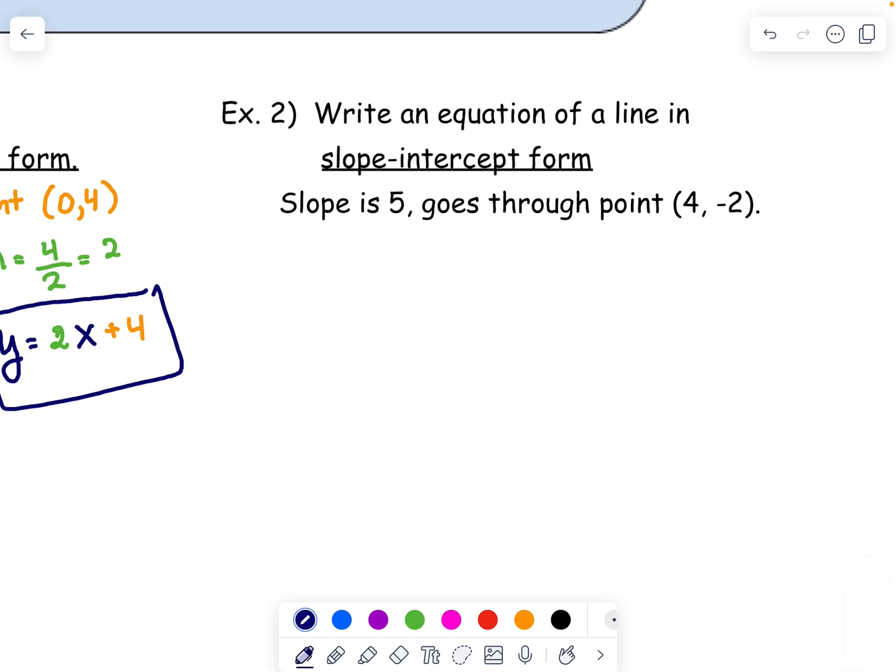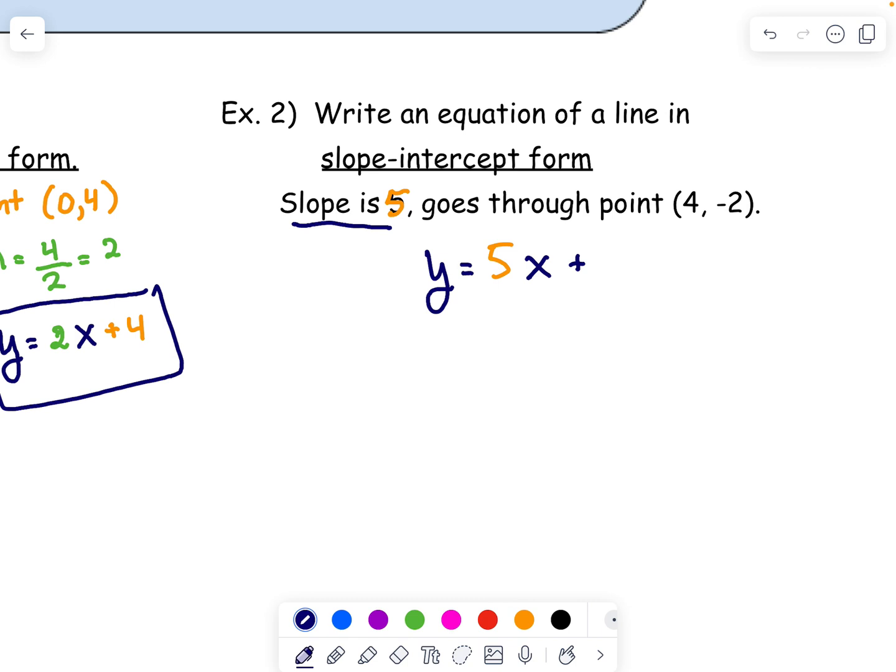Write an equation of a line in slope-intercept form. Okay, so we're doing the same form. It would be really cool if we had the slope and y-intercept. Well, guess what? They gave us a slope and they gave us a point. This is not the y-intercept. So right now I have the slope, but I don't have the y-intercept, so basically I'd be left hanging, right? Because I have the slope of 5. Well, maybe we need to start at a different form and then transform it to this form.